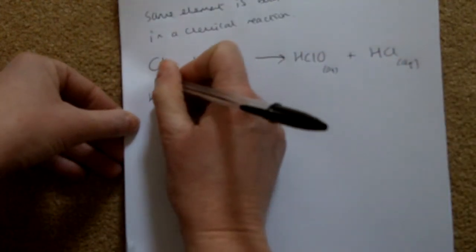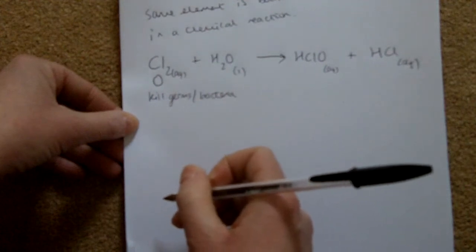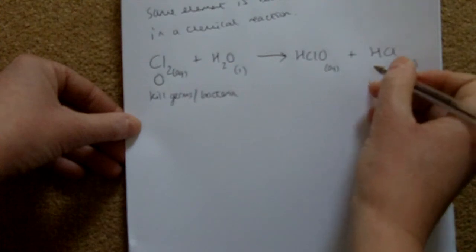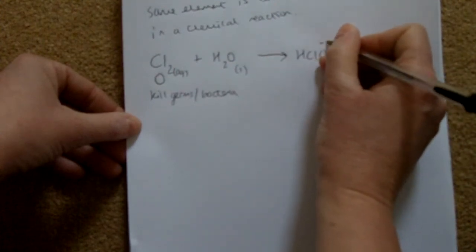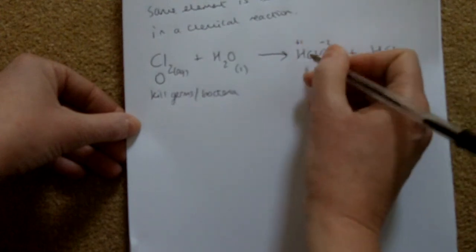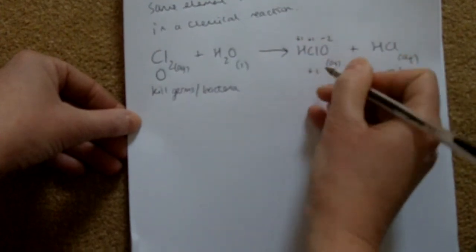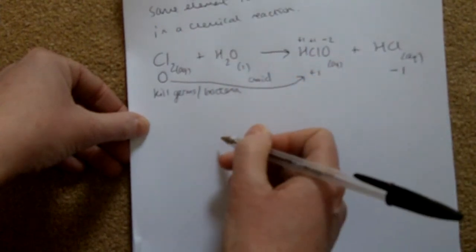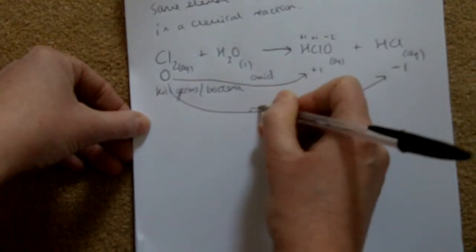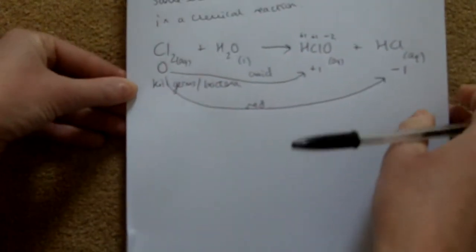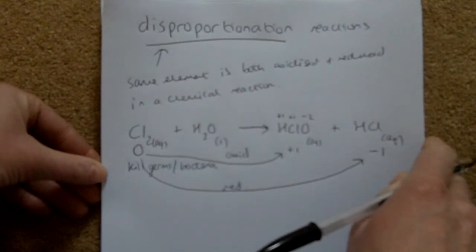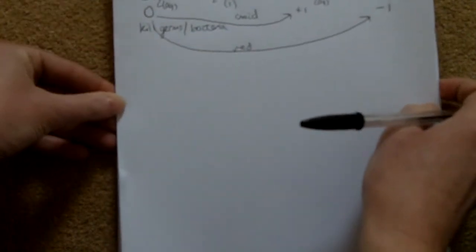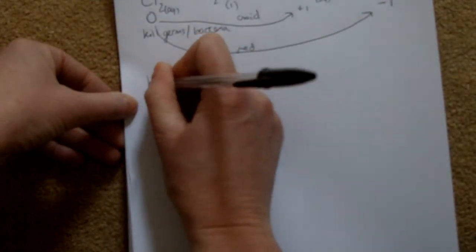If you see here, the oxidation state of chlorine is 0. The oxidation state of chlorine here is -1. Oxygen is -2, hydrogen is +1, so therefore chlorine must be +1. So chlorine has been both oxidized and reduced, all within the same equation. And that is called a disproportionation reaction.